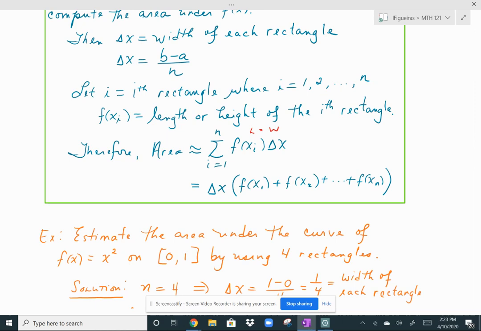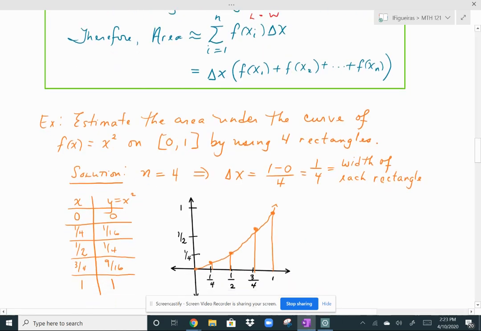So we want to estimate the area under the curve of f of x equal to x squared on the interval from 0 to 1 by using 4 rectangles. Whenever you're asked to estimate or find the area under a curve, you're basically trying to find the area between the curve and the x-axis. It could be above the x-axis or below the x-axis, but your x-axis will be one of the boundaries unless you are told otherwise. So for now, the x-axis is one of the boundaries of our area.